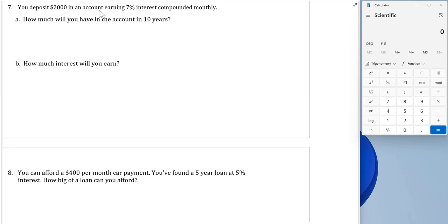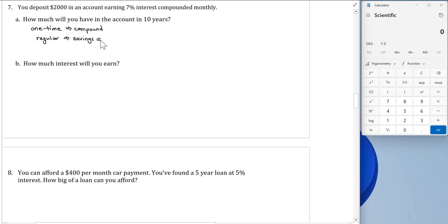So let's say you deposit $2,000 in an account earning 7% interest compounded monthly. How much will you have in the account in 10 years? To know which formula we're going to use, as mentioned in my prior video, if I only put money in one time, then I'm going to use my compound interest formula. If I put it in regularly, then I'm going to use my savings annuity.